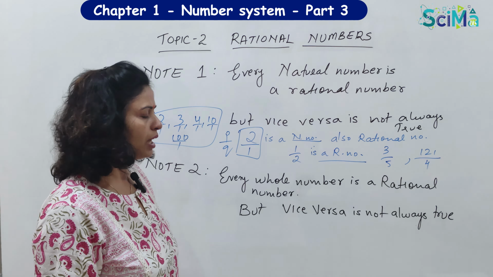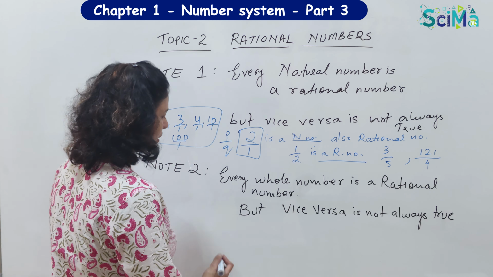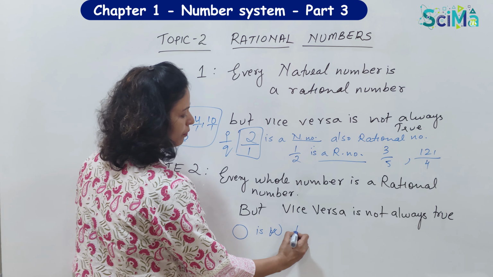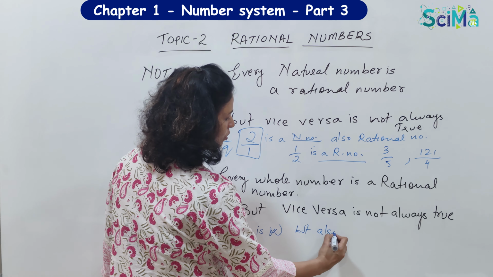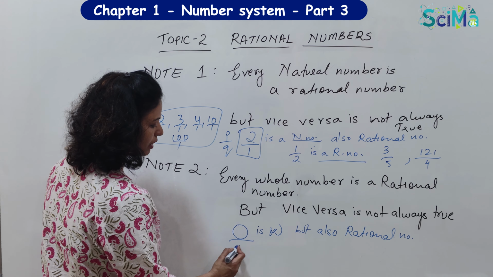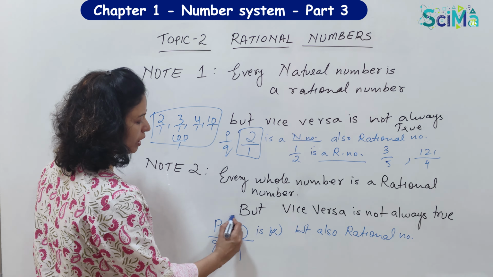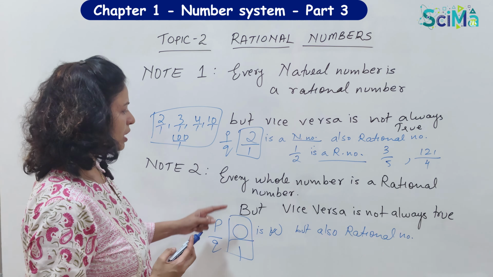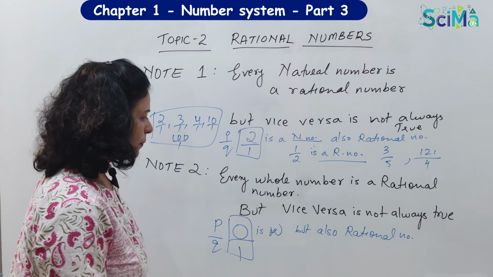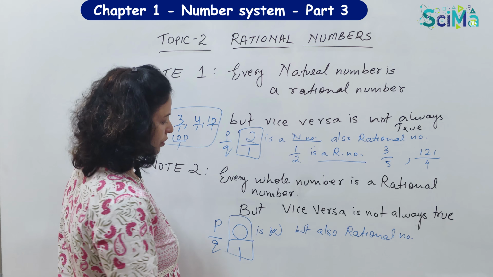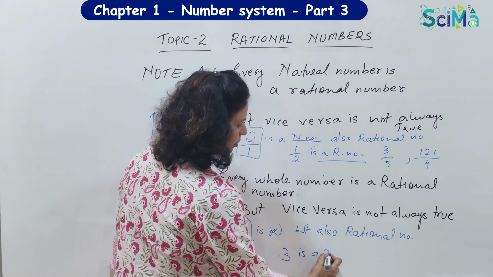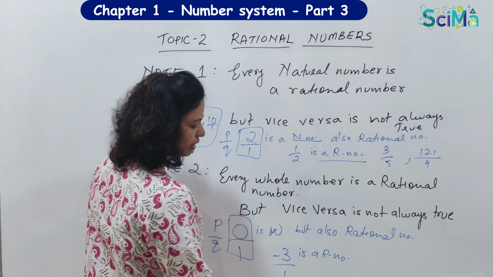Now every whole number is a rational number, right? Every whole number like 0 is a whole number, and also a rational number. How does this become a rational number? Because 0 can be written as P by Q. 0 can be written as 0 by 1. So every whole number, 0, 1, 2, 3, all the numbers are rational numbers. But all rational numbers cannot be whole numbers. So if I say minus 3 is a rational number, I can write it as a rational number because minus 3 by 1 is a rational number.